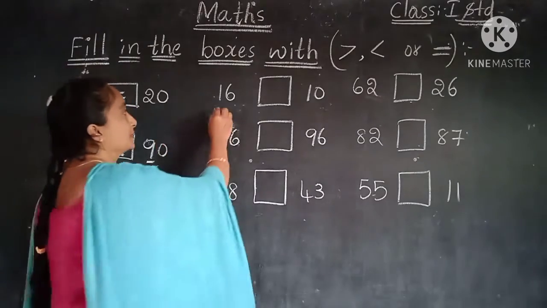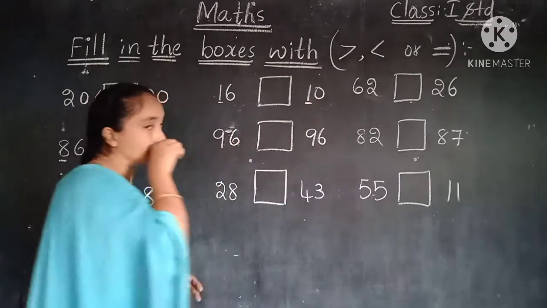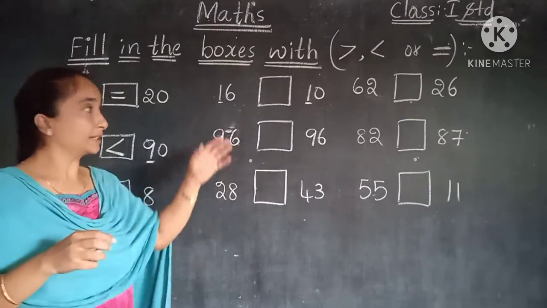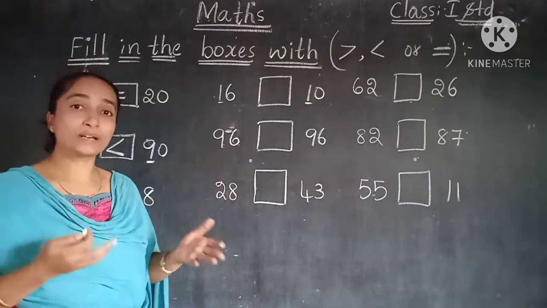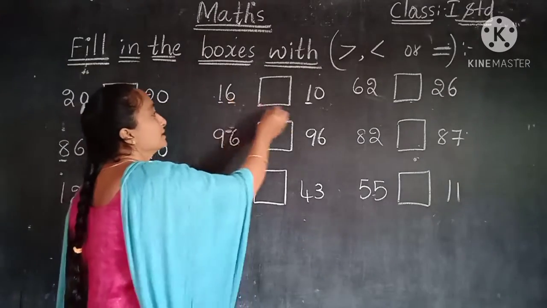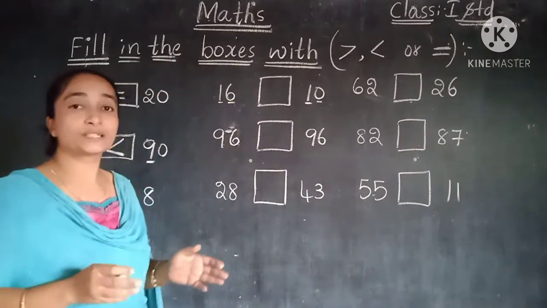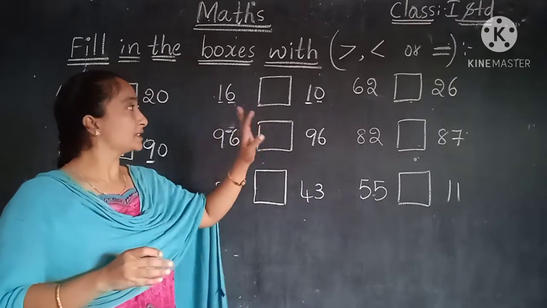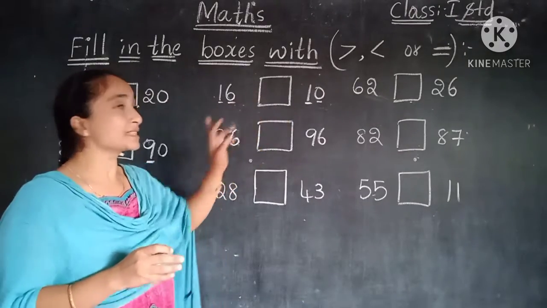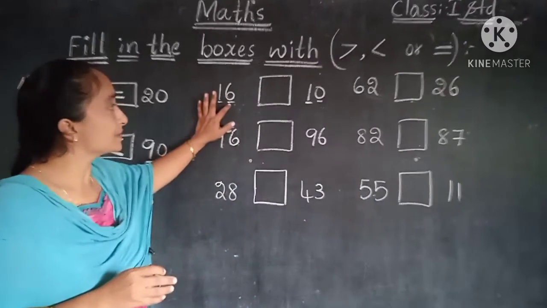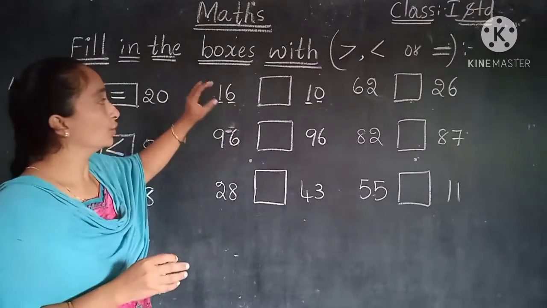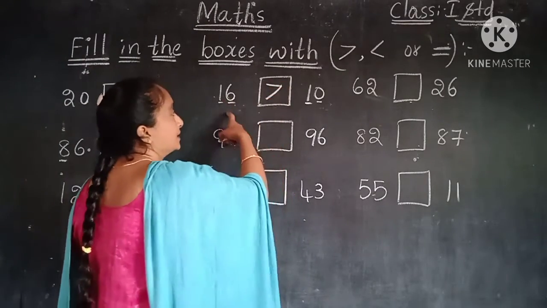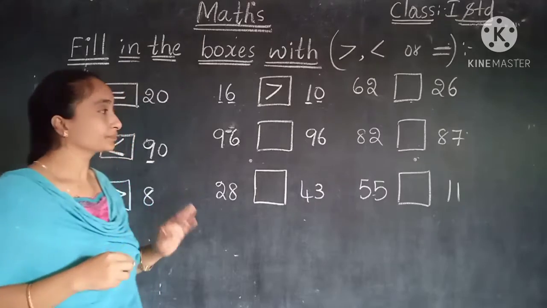So if you check the tens places, both are same, isn't it? 1 tens, 1 tens. Comes to the tens place both are same. Now the ones place if you check, 6 ones, 0 ones. So which is the big one? 6 is the big one. So here the 0 ones, 6 ones. So ones place, this is the big number. So the symbol must be this side. So like this. 16 is greater than 10.